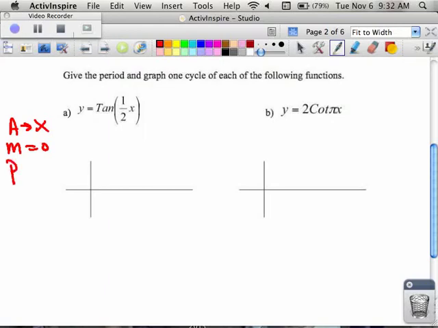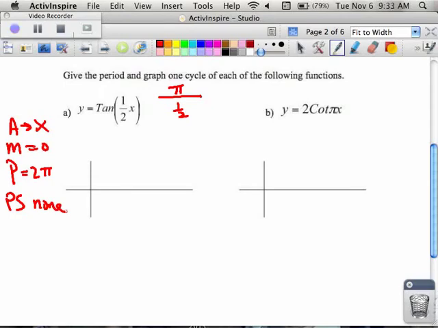The period is the thing that we want to talk about, and in order to find the period, I take pi and I divide it by whatever's in front of the x, which is 1/2. So that would be a total of 2 pi. Very good, Jessica. 2 pi. And then the last thing is, was there a phase shift? Or in other words, was there a plus or minus inside of the parentheses? No. So then we just say none. There's no phase shift.